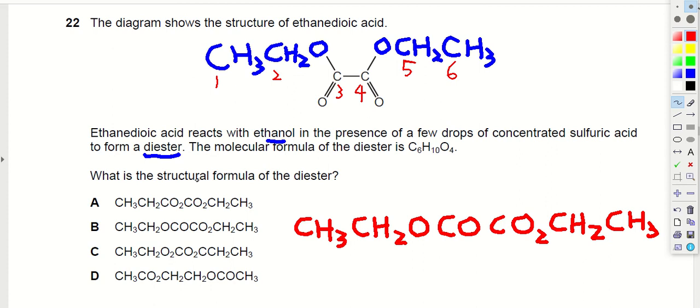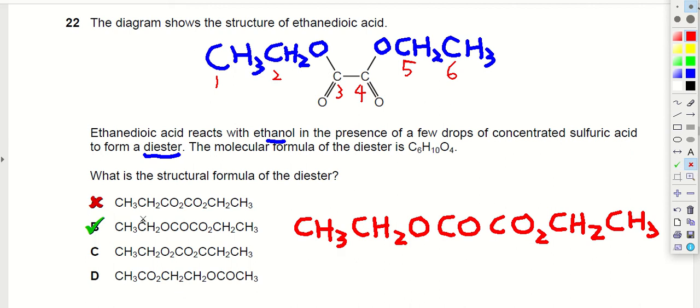Now we check which answer is the one that matches the structural formula that I have just written. A, CH3, CH2, correct. COO, I see. They start from CO. A is wrong. B, CH3, CH2, still correct. O, correct. CO, yes, correct. CO2, CH3, sorry, CH2, CH3. B is an exact match of what I've just written.